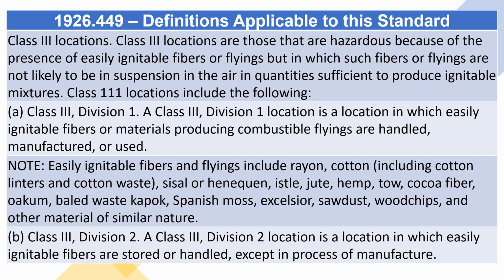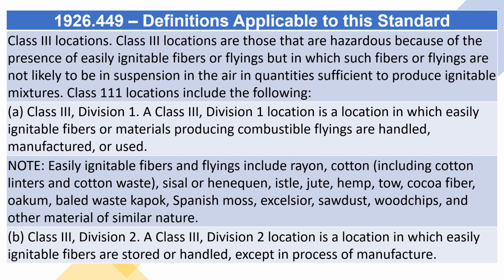Class 3 locations. Class 3 locations are those that are hazardous because of the presence of easily ignitable fibers or flyings, but in which such fibers or flyings are not likely to be in suspension in the air in quantities sufficient to produce ignitable mixtures. Class 3 locations include the following.